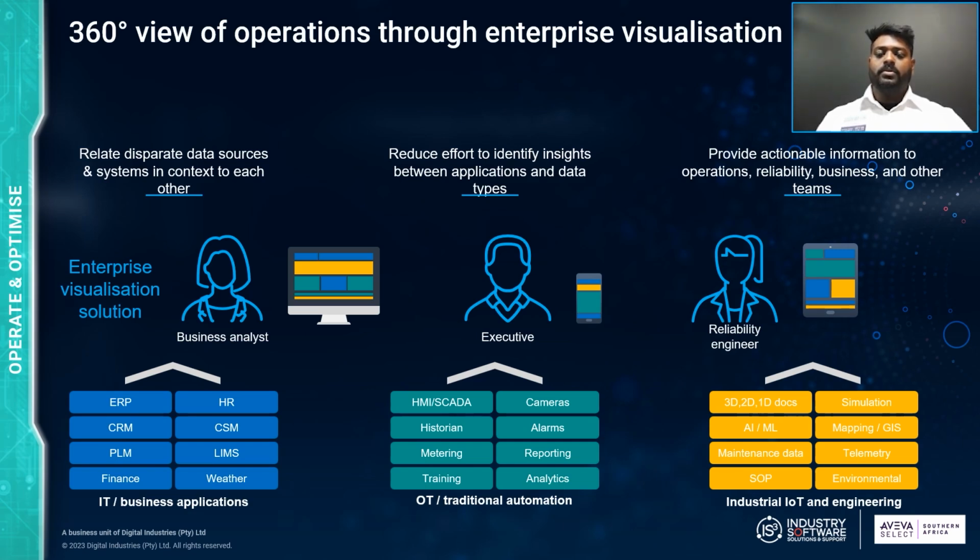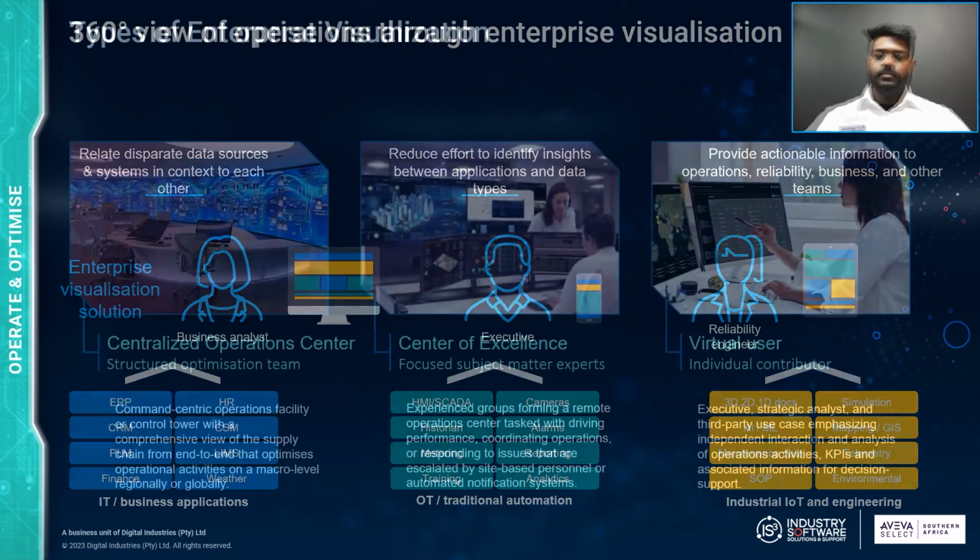Your business analysts will require the LIMS database and their ERPs, etc. The executive will need their HMI SCADA software, some camera views, historian, and reporting, like reports for operation. The reliability engineer would need access to documents like your 2D, 3D, which could reference your AVEVA E3D or simulation packages. The maintenance data and maps can also be utilized.